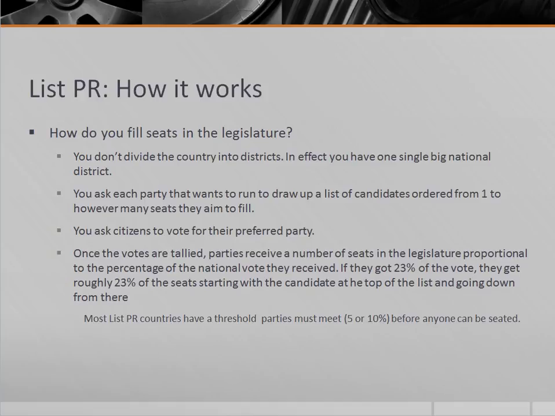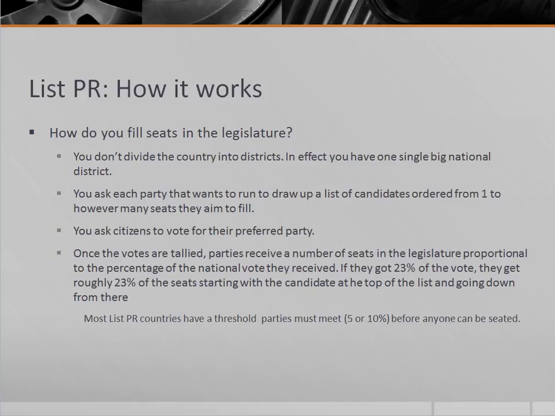Then, once everybody has voted, parties receive a number of seats in the legislature proportional to the percentage of the vote they received. So, for example, if they got 23% of the vote nationally, then they're going to get roughly 23% of the seats. And they fill those seats starting with candidate number 1 and then going to whatever number candidate gives them 23% of the legislature.